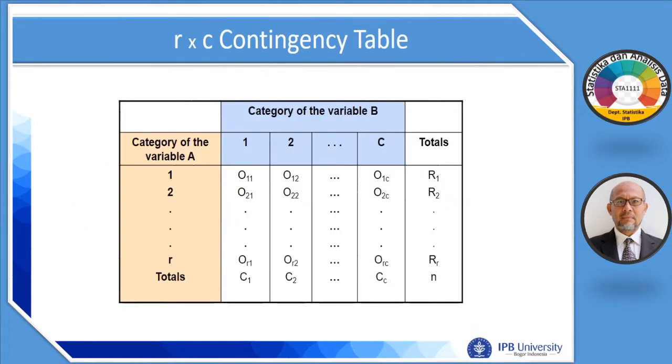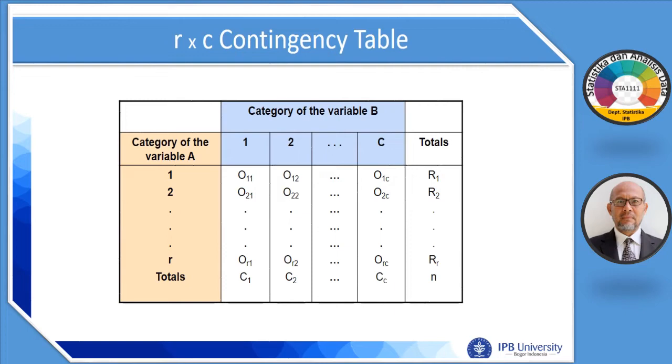Okay, let's look at the table. I think it will be easier to understand what a contingency table R cross C is. Look at the categories of variable A, 1, 2 until R, and then as columns are the categories of variable B, 1, 2 until C. And then in the cell between the combination of row and column, you know, O11 means the observation frequency of row 1 and column 1.